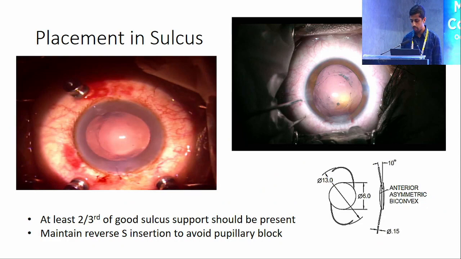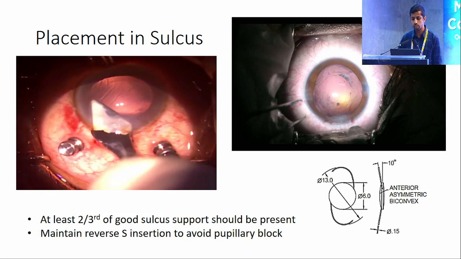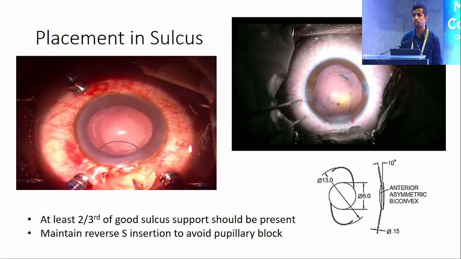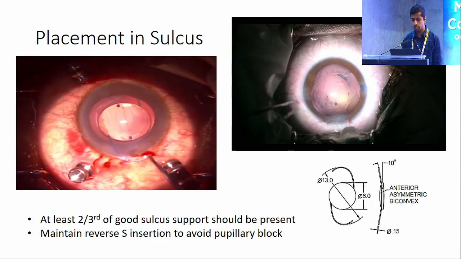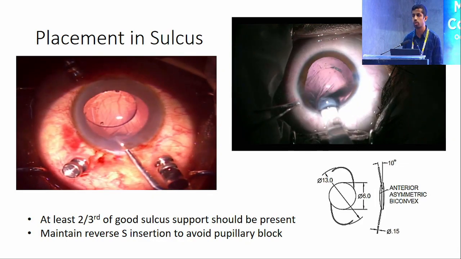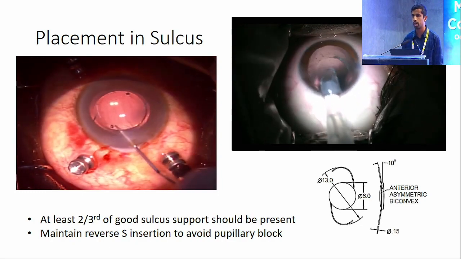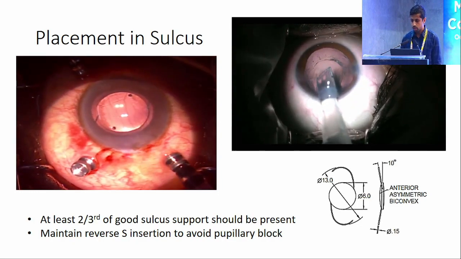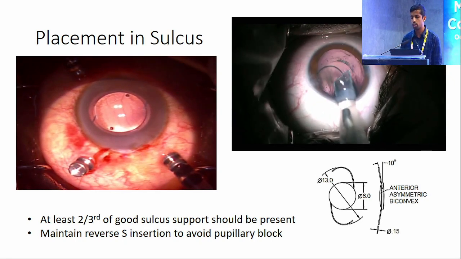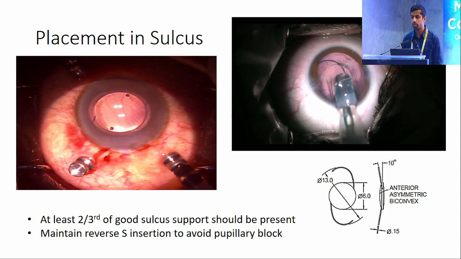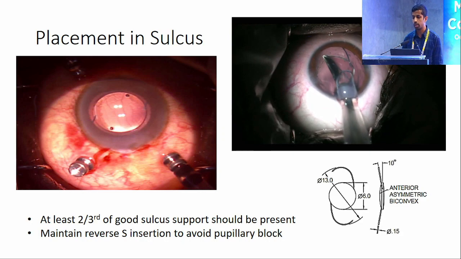The most important thing when you are placing a sulcus IOL is that you should have good sulcus support. At least 2/3 of good sulcus support should be there, and inferior sulcus support is the most important. We should always maintain the reverse S insertion to avoid pupillary block, because we have that anterior 10-degree angulation between the haptic and the optic. This technique of loading and injecting the foldable 3-piece IOL is very important. First you have to rotate it completely clockwise 180 degrees and then again come back anti-clockwise.